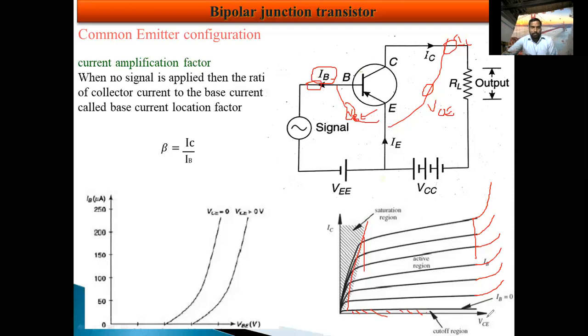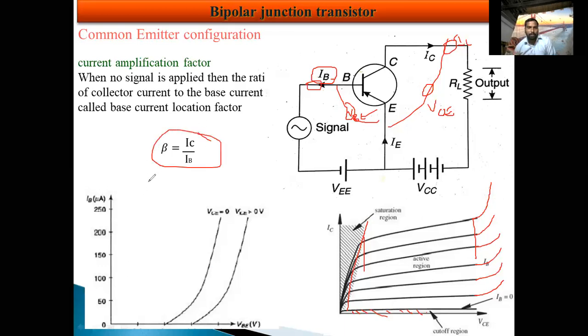Now the ratio of the collector current, that is the output current, to the base current, that is the input current, gives the current amplification factor in a common emitter configuration, that is beta. Beta is equal to IC by IB. This is for the DC voltage.